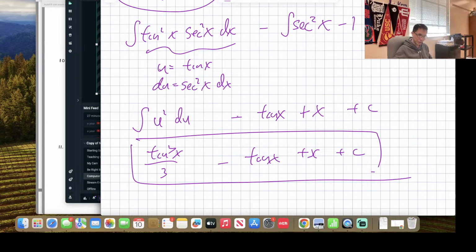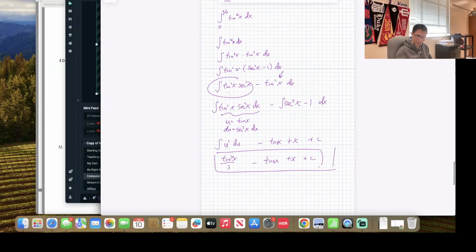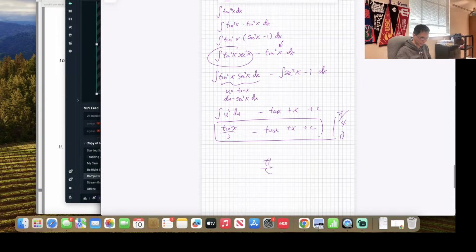Yeah, but then you just have to plug in pi over 4 and 0 in here, and you should get pi over 4 minus 2 over 3. But I'm not going to do that part. It's too easy. Pi over 4 minus 2 over 3.